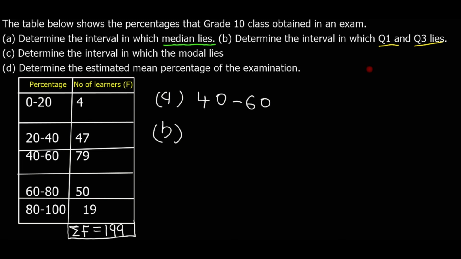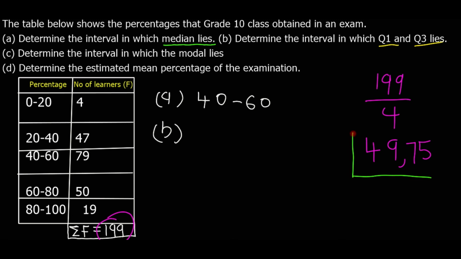So quarter, we know we divide by 4. So we will do the same thing, but we will divide our frequency by 4. So we say 199 and then divide by 4. So 199 divided by 4 gives us 49.75. So we will add the frequencies until we reach 49.75. But for this question we will do it in this way.